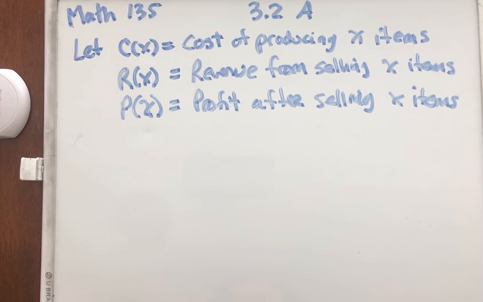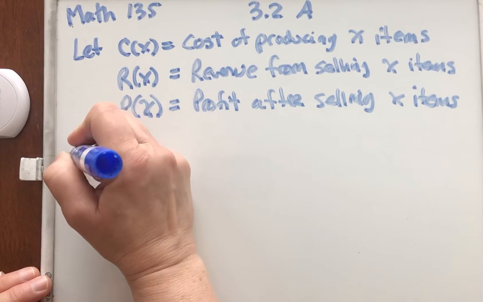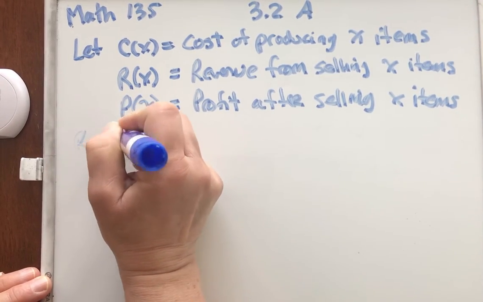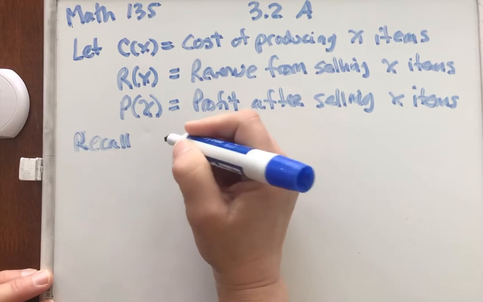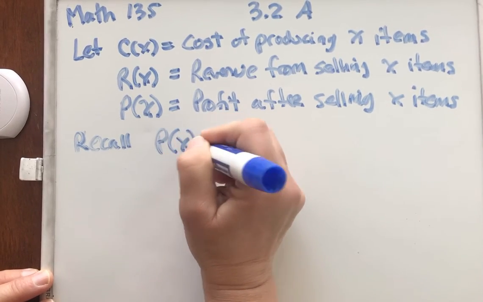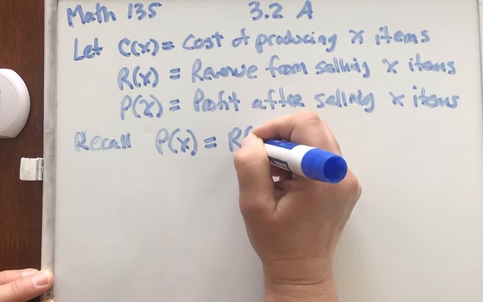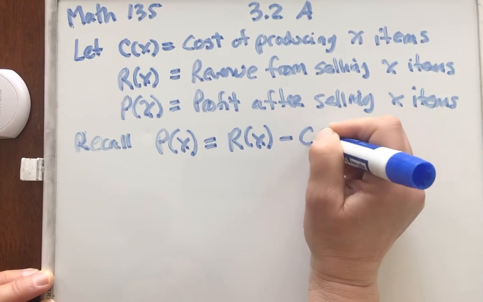3.2a. Let C(x) equal the cost of producing x items, R(x) equal the revenue from selling x items, and P(x) equal the profit after selling x items. Recall, profit equals the revenue minus the cost.